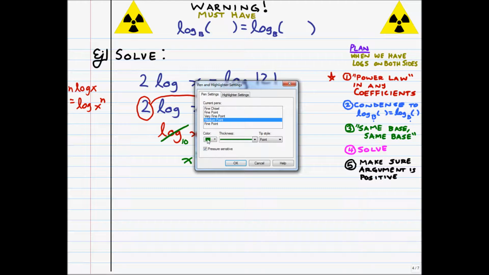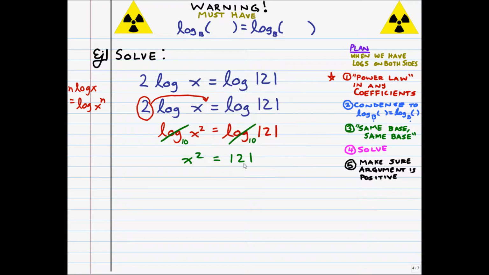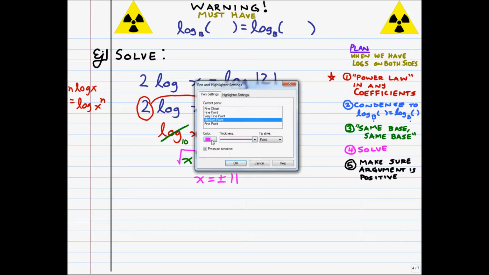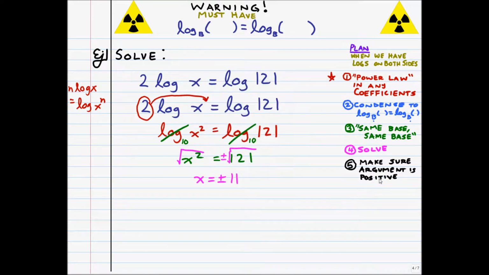So that's fantastic. We're able to reduce the equation down to something pretty simple. X squared equals 121. There's like 6 different ways that you could solve this. I'm going to just go with the square root method. So we take a square root on both sides to get rid of the squared. That leaves us with x equals plus or minus the square root of 121, which is 11. And so now we go, okay, got it. Now we just need to go check and make sure that the argument is positive.